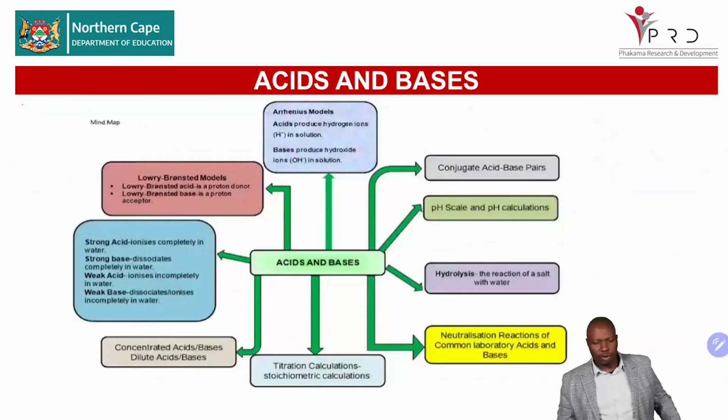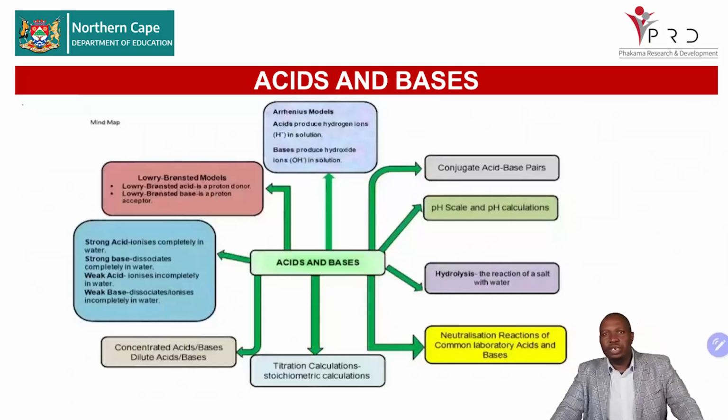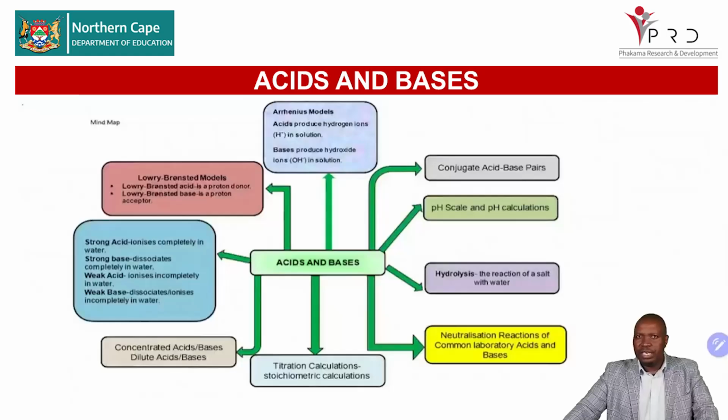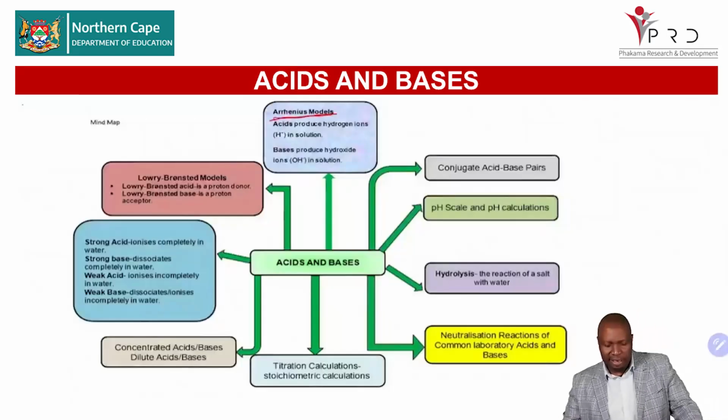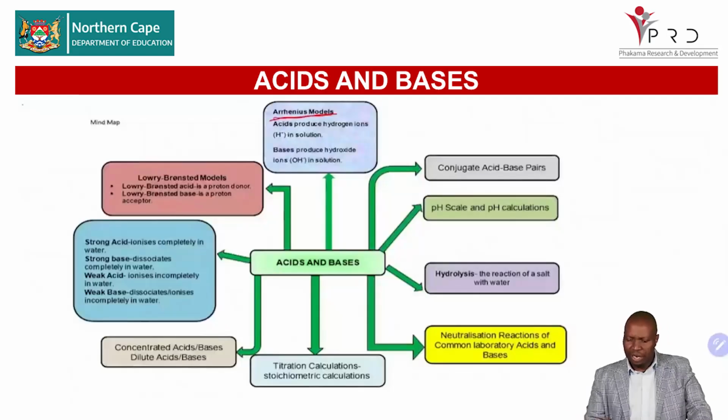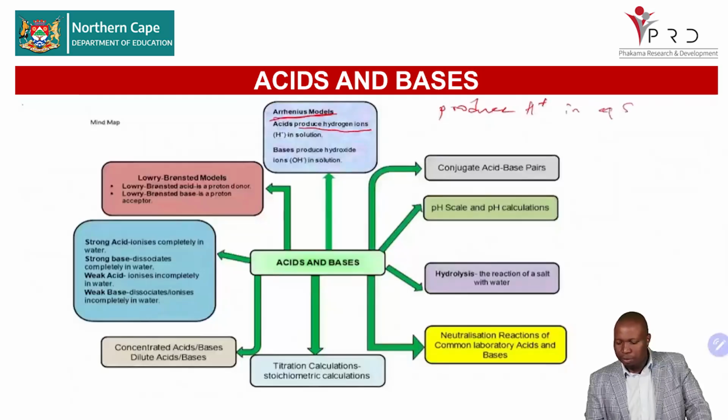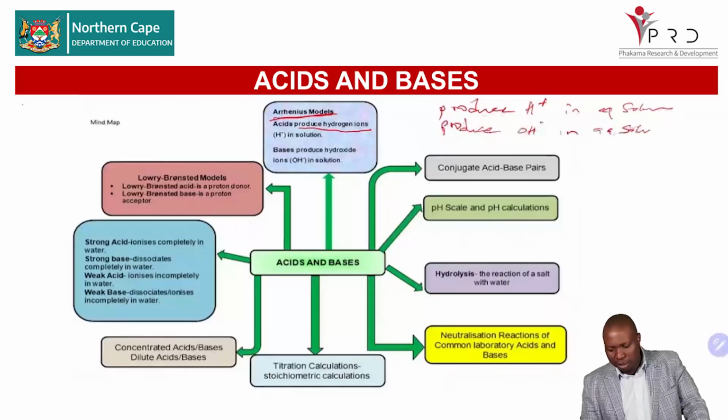The last topic as we close is acids and bases. You will definitely deal with all the definitions that are expected under this topic. We have our Arrhenius model. Remember, Arrhenius said an acid is a substance that produces hydrogen ion. So you just say acid produces hydrogen ion in aqueous solution. A base produces OH minus. You can just write it like that: a base produces OH minus in aqueous solution.